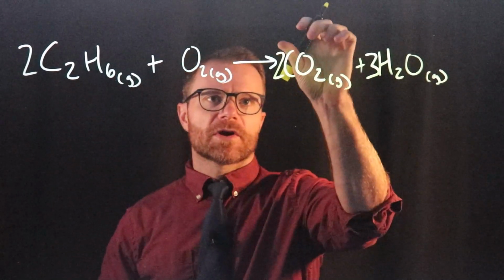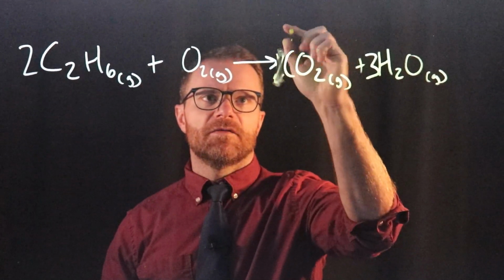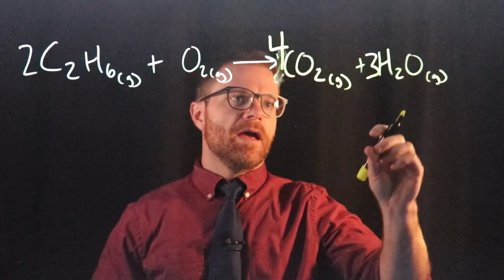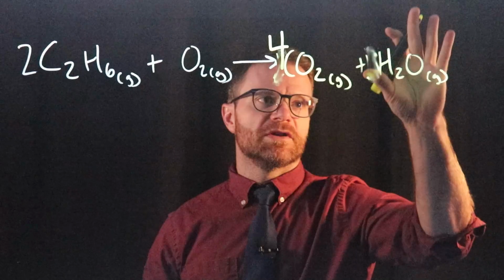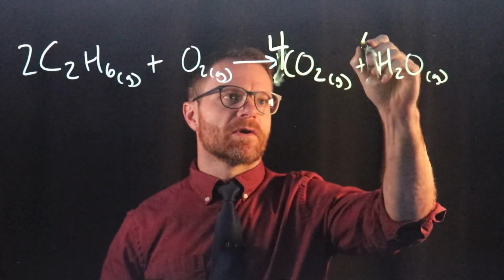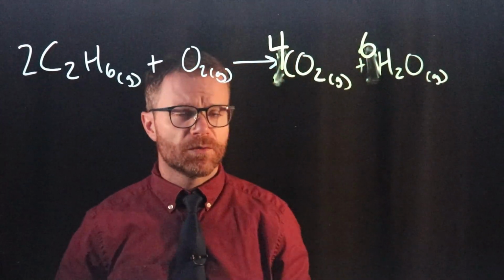So 2 times 2 is 4 carbons. Let's make this a 4. And that gives us 2 times 6 is 12 hydrogens. So in order to get 12 here, we're going to need a 6 here. 6 times 2 is 12.